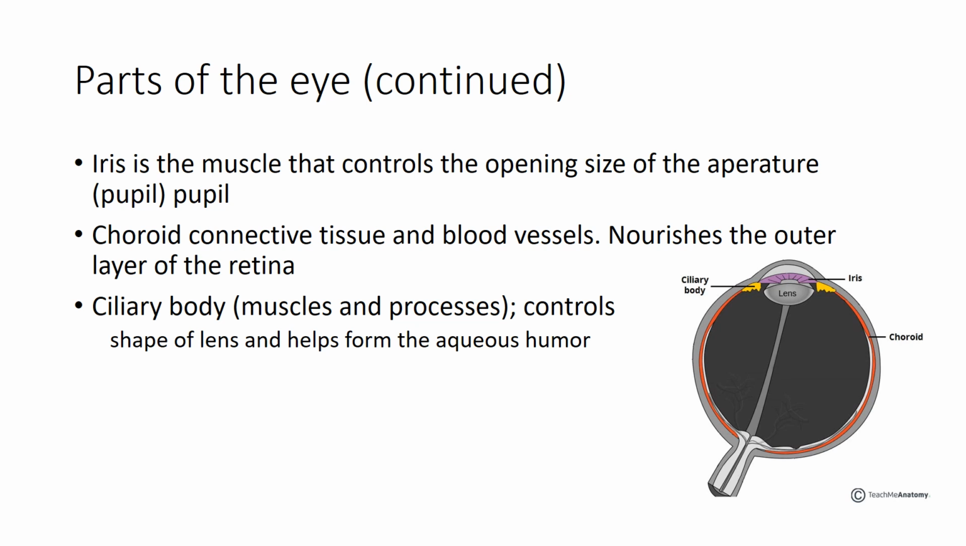The iris is the muscle that controls the opening size of the aperture, the pupil, because the pupil is, of course, where the light enters in, but the iris controls just how large that opening size is. And the choroid connective tissue and blood vessels nourish the outer layer of the retina. And the ciliary body, the muscles and processes, control the shape of the lens, because remember, the lens is going to refract the image, and it also helps form the aqueous humor that is within the eye.